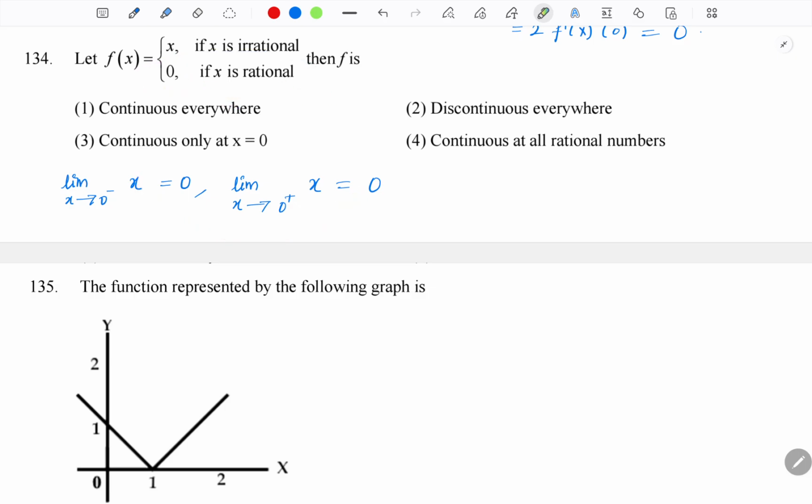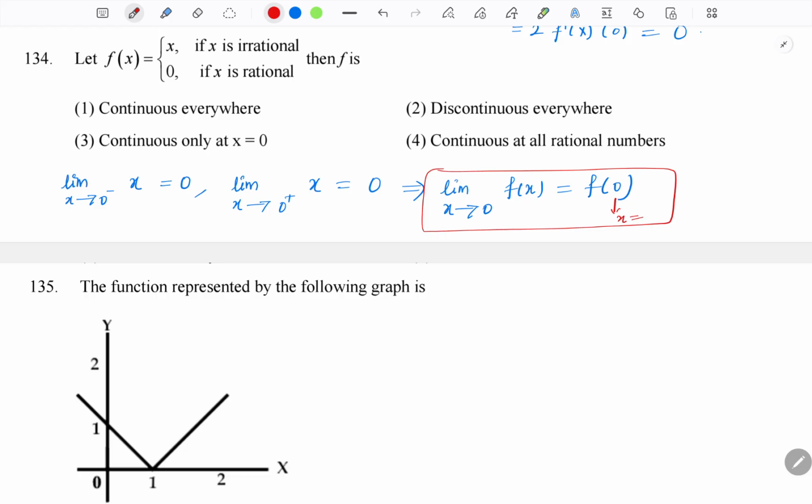From this one we can say limit as x approaches 0, f of x is equal to f of 0. It means the function is continuous at x equal to which one? At x equal to 0 only, right? Only, not for all. So which option is correct? It is option 3, not everywhere, right?